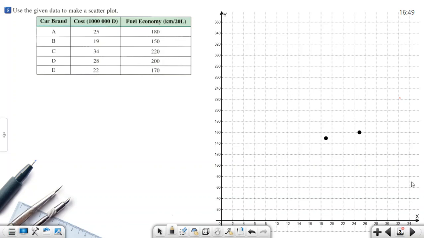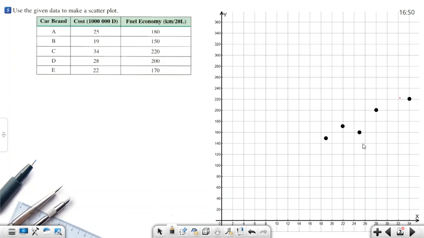So 34, it goes to 220, so that's the line of 220 as you see. Okay, very good. 28, 200. So 28 goes to 200. That's the point. Yeah, 200. 28 I said. 22, 170. 22, 170. What was 27? I wrote 25. What was the 25? It is 180.